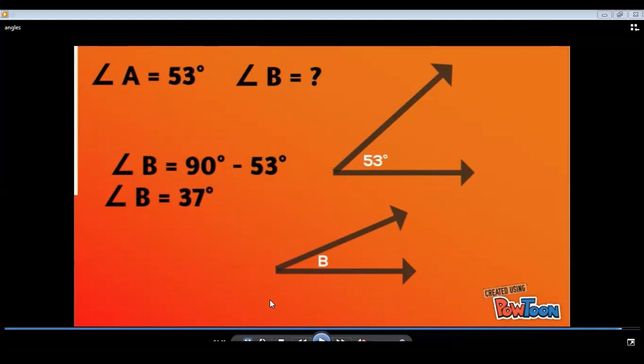So this is all about today's session, students. We have learned three things: adjacent angles, complementary angles, and supplementary angles. Let's have a quick review. Adjacent angles are those angles which have a common side and a common vertex. Complementary angles are two angles that give the sum of 90 degrees. And supplementary angles are two angles that give the sum of 180 degrees.